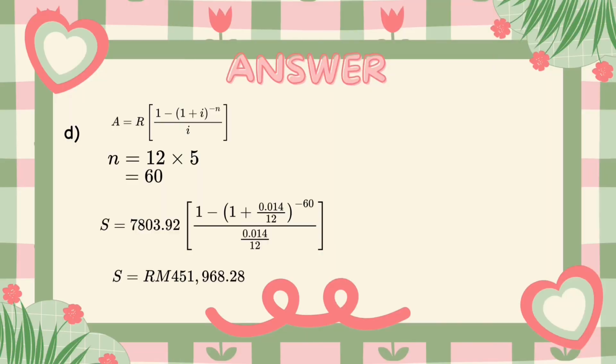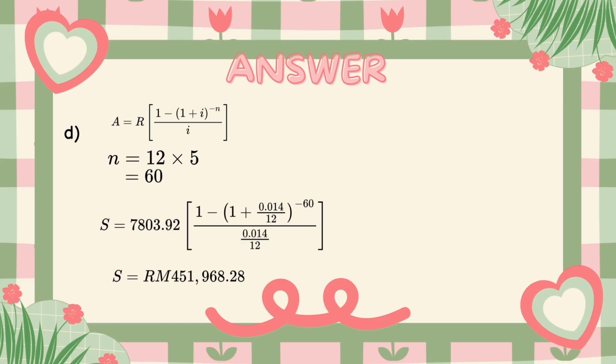Okay, next question. Immediately after paying for 30 years, she decides to settle the balance. Find the settlement amount. Okay, in this situation, we can use formula A equals to R times 1 minus 1 plus I power negative n divided by I. So, first thing first, we need to find the n. How to find the n? We should 12 times 5 equals to 60.